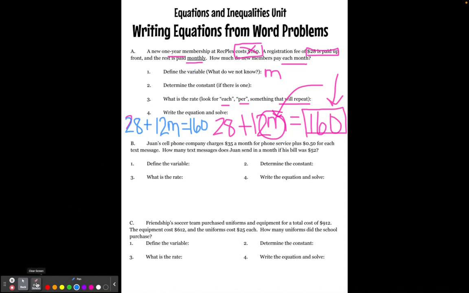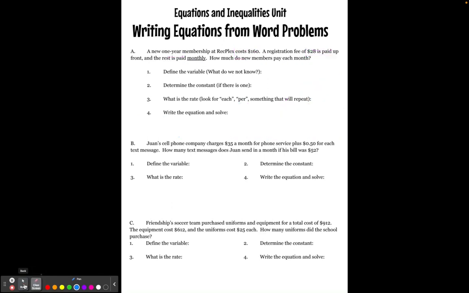I'm going to erase it. So if you want, you can screenshot it right now. Okay. I just like to keep things clear. All right, here's your next one. Juan's cell phone company charges $35 a month, right? Per month.